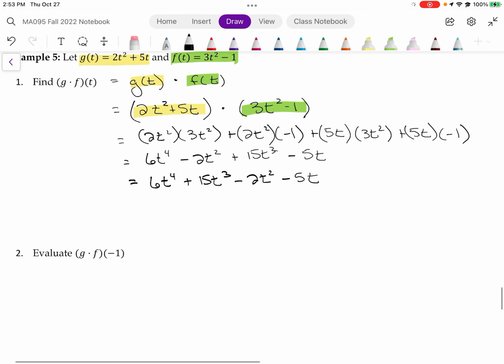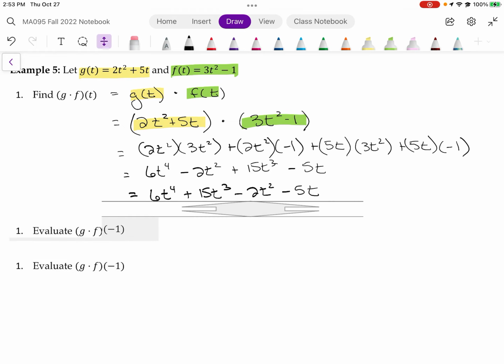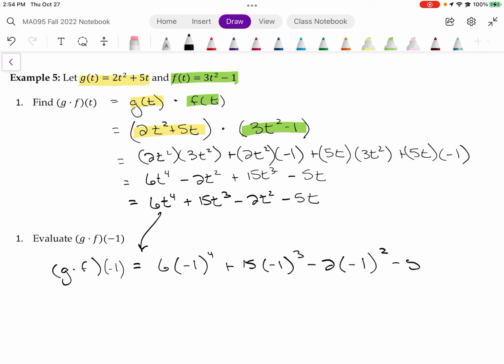All right, so next we're supposed to evaluate that same thing, g times f of negative 1, and that means we're just going to plug negative 1 in. So g times f of t is this right here, right? That's what that one is, 6t to the 4th and so on. So I'm going to say g times f of negative 1, and I'll just plug negative 1 everywhere I see t. So 6 times negative 1 to the 4th plus 15 times negative 1 to the 3rd minus 2 times negative 1 squared minus 5 times negative 1.